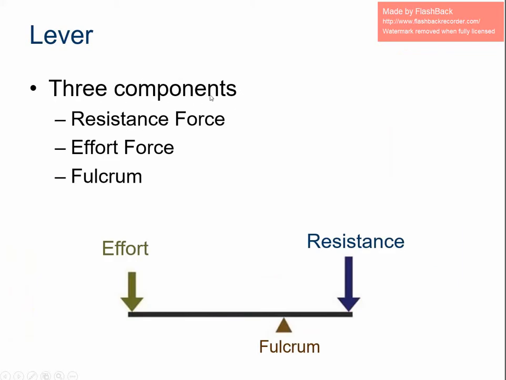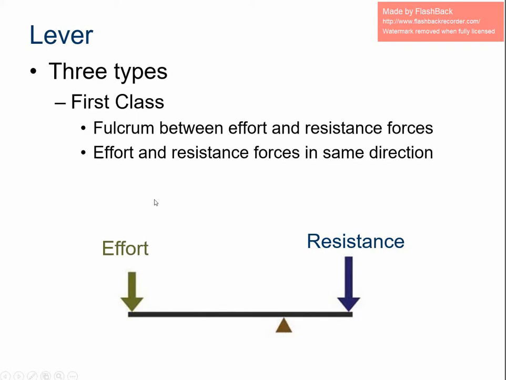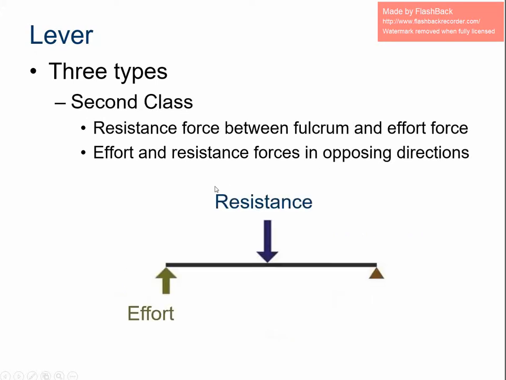So there are 3 types of levers, and each lever has these 3 forces. So we have an effort force, a fulcrum, and a resistance force. And it's real easy to understand which class of lever it is if you can remember F-R-E. So for a first class lever, the fulcrum rests between the effort and resistance. There's the F. So the F is in the middle of a first class lever. Effort and resistance are in the same direction.